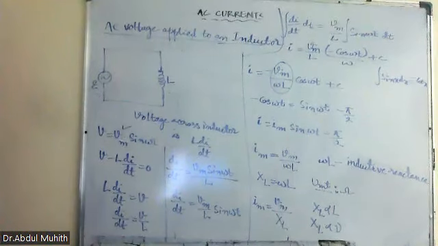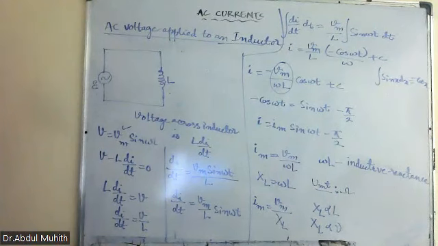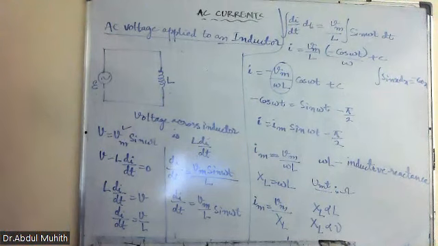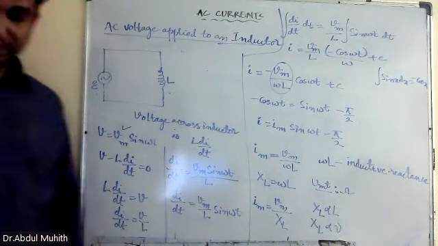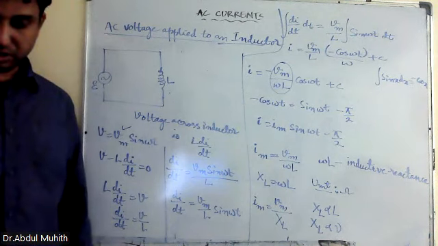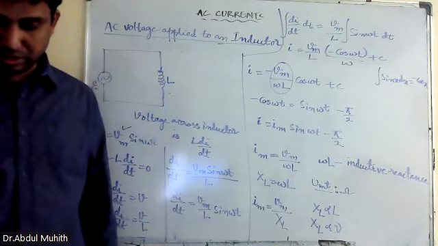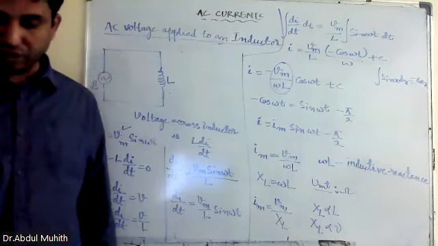Now we have in phase, out of phase, and constant phase difference. Can you tell me about that? What is in phase, what is out of phase, and what is constant phase difference? In phase is when the phase angle is 0.